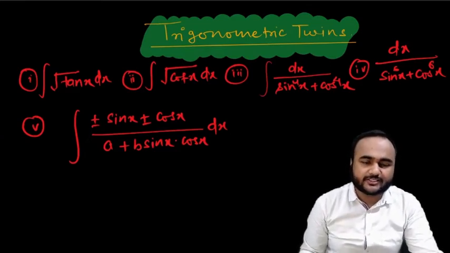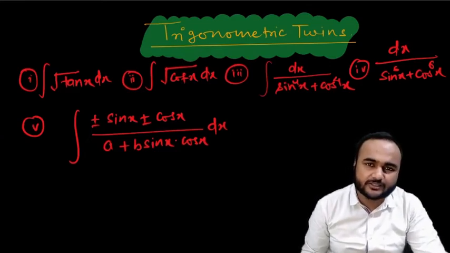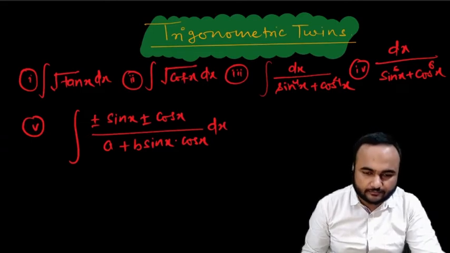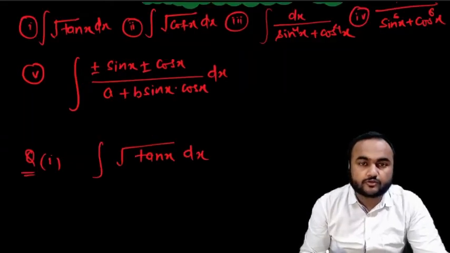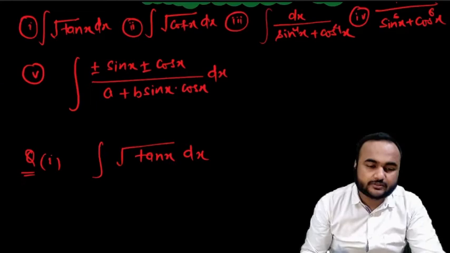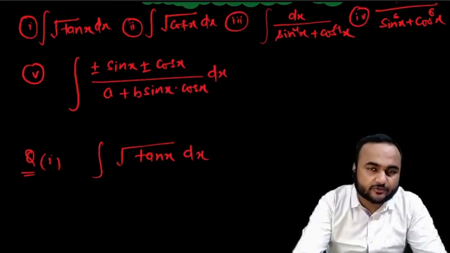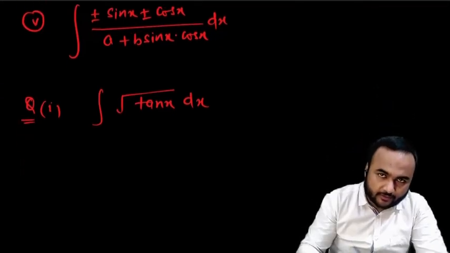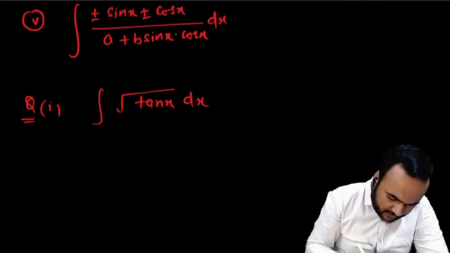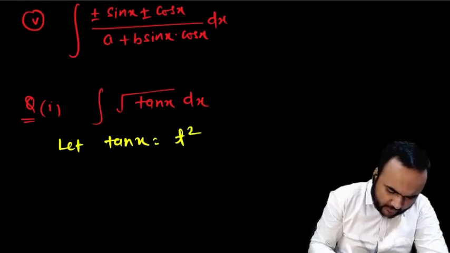So let's take the first function, for example, which is root tan x. Suppose we have a function to integrate, which is root over tan x dx. So we are going to use the substitution method to integrate it. So let's see the steps. First of all, we will let tan x equal t square.